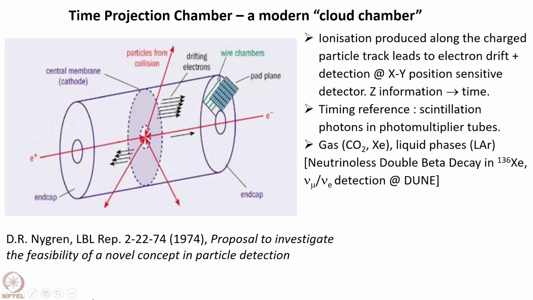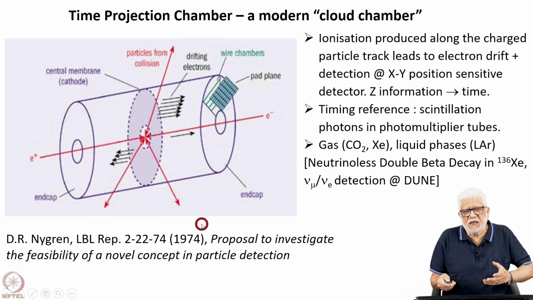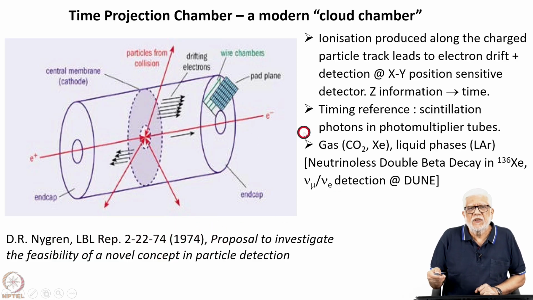Okay. This is a time projection chamber. This is, as I said, the modern cloud chamber. It was invented by Nygren, and this is a Lawrence Berkeley report. In fact, there are handwritten notes on this report in 74, as early as 74, but it really came into vogue in the 80s, and basically it consists of a cylindrical geometry.